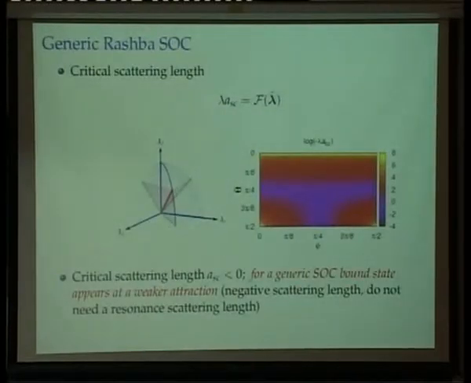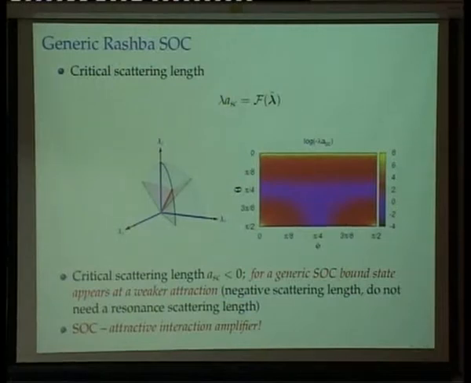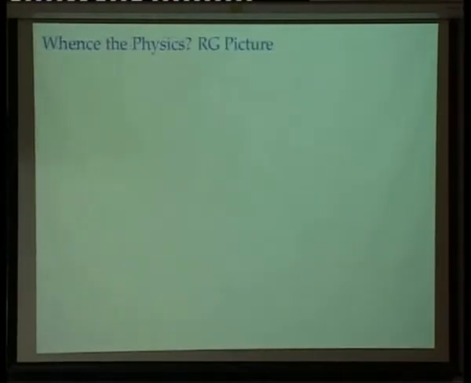What about a generic gauge field somewhere along this quarter space? And what you see is that anywhere along there, the critical scattering length is negative. What that means, said in English, is just this: spin-orbit coupling amplifies attractive interactions. That's the message. Why does this happen?